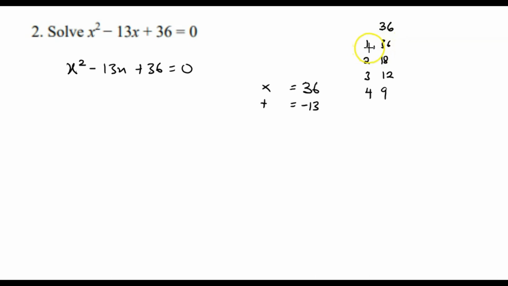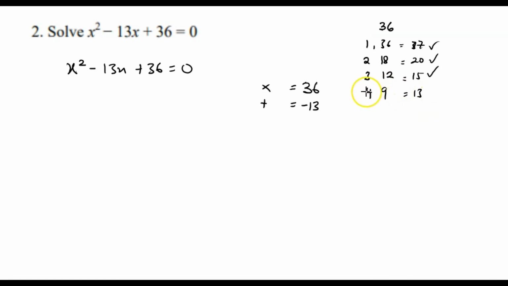So we have 1 and 36, that will give me 37. 2 and 18 will give me 20. 3 and 12 will give me 15. And then 4 and 9 will give me 13. So you realize that 3 of our possible factors don't get very close to the negative 13 we are interested in. But the 4 and the 9 is giving us an answer, but not as perfect as we want it, because we need negative 13 and not positive 13.